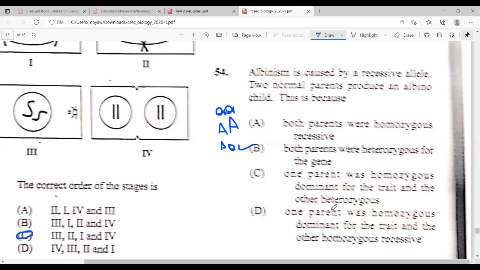Then D, one parent was homozygous dominant, which would have been AA for the trait, and the other homozygous recessive. So we would have gotten the heterozygous, so that's not true. We wouldn't end up with an albino child. So the best option here would have been B.